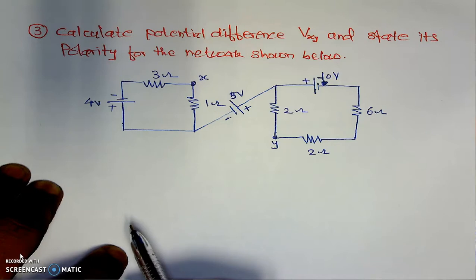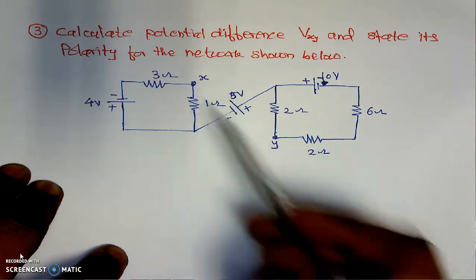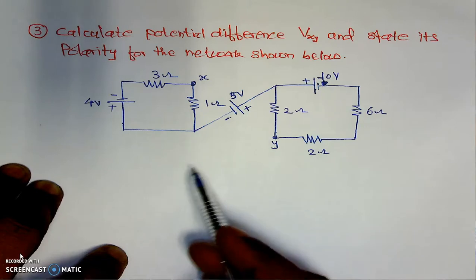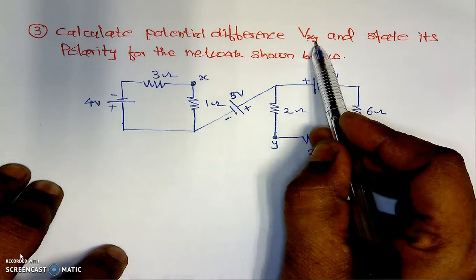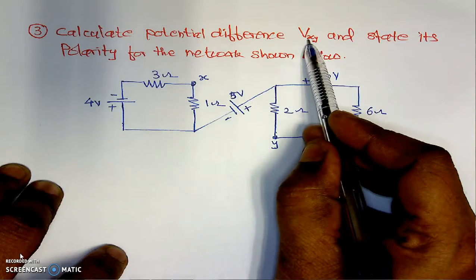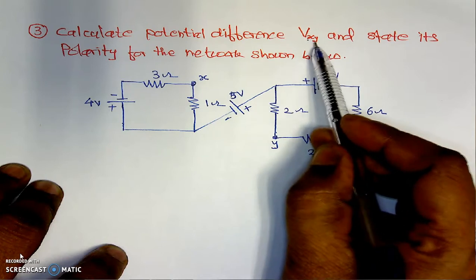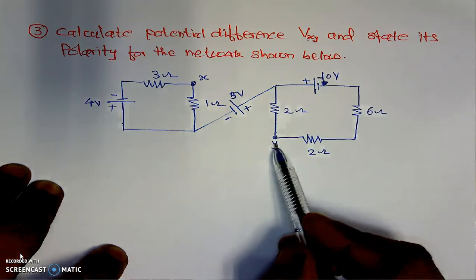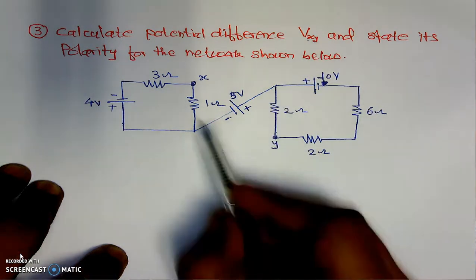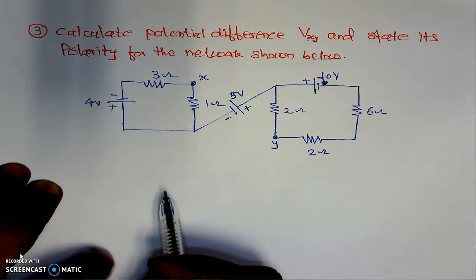For this network, we are planning to calculate. This is the x point and this is the y point. We are calculating Vxy. Now here, this xy has some meaning. This x means higher potential, this y means lower potential. While calculating Vxy, Vab and so on, we have to travel from the y point towards the x point. Here we will travel from this y point towards the x point while calculating its potential difference, that is PD.